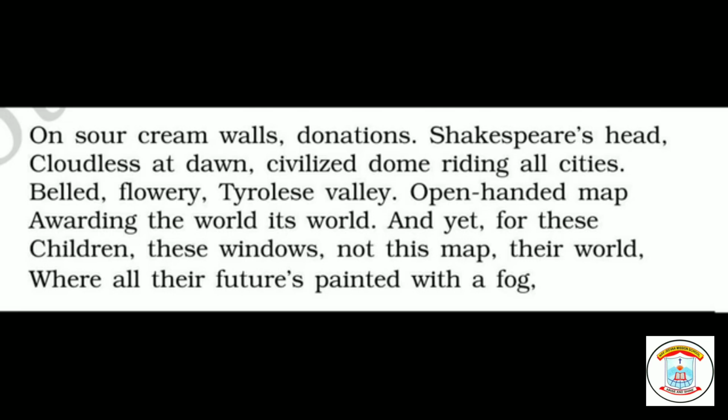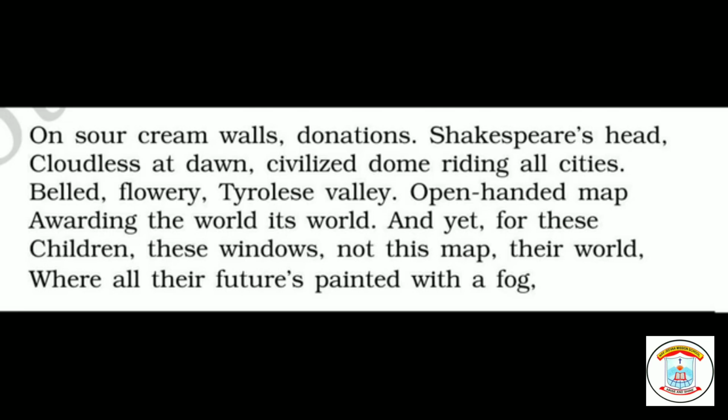The third picture pasted on that classroom wall was a map. The poet describes the map like open-handed map awarding the world its world. The poet says that this map is made by the people in power and position. And in that map, the slum children have no place. And the poet says, and yet for these children, these windows, not this map, their world. He says that these children do not have any place in the map made by the powerful people in possession. Only these slum classroom windows are the world of these children.